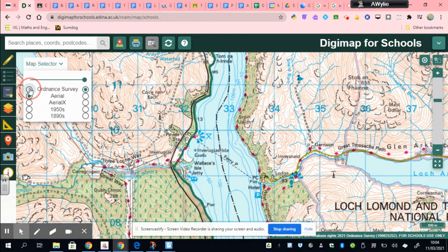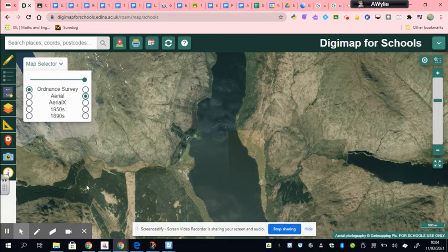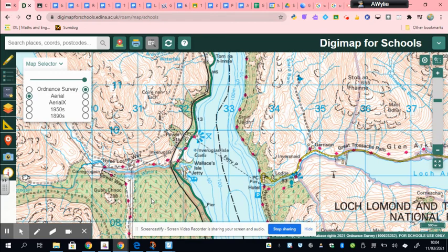Another piece of information we can get is there are certain land uses we can probably figure out by looking at the aerial photograph. So we can see that this is an area of forestry. But the question is, what type of forestry? If we go to the Ordnance Survey map, we can see the small little pine tree symbol, which indicates that this is an area of coniferous forestry. Also, because the lines are quite straight on the forestry edge, that would indicate it's probably a plantation.